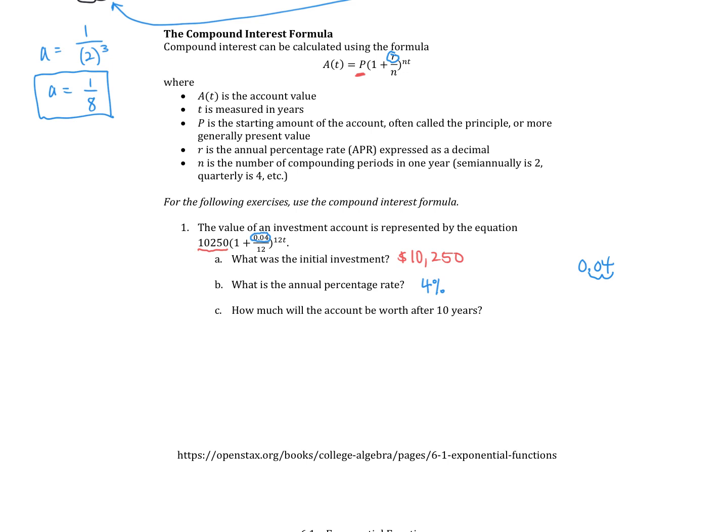And C, how much will the account be worth after 10 years? So 10 years, that is T. That means we need to plug that in for the T in the formula. So we'll have 10,250 times 1 plus 0.04 over 12, raised to the 12 times 10.